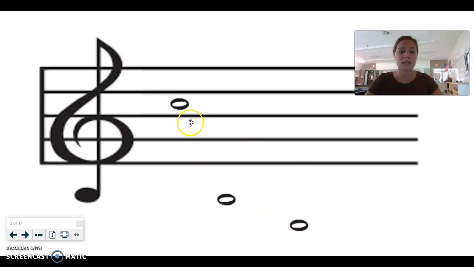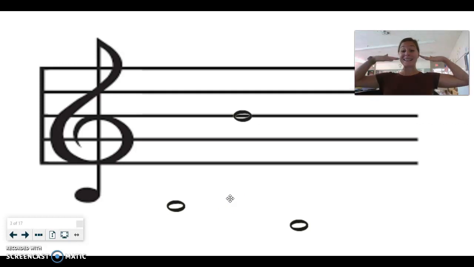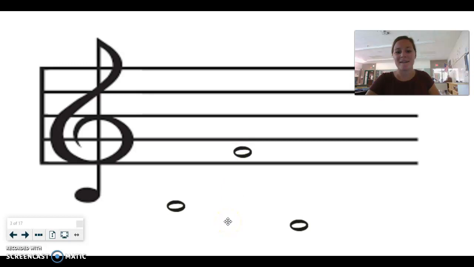Let's practice. Can you show me by going line or space? Is this a line note or a space note? If you said line note, you are right because look, the line is going right through it. Awesome. Okay, how about this one? Oh yeah, it's a space note because there's nothing going through the note. It's in the open space.